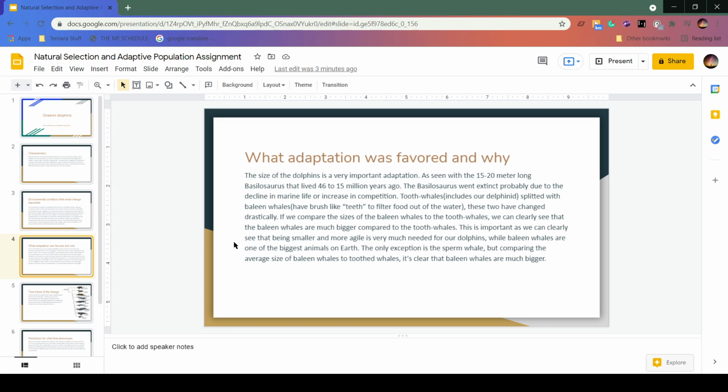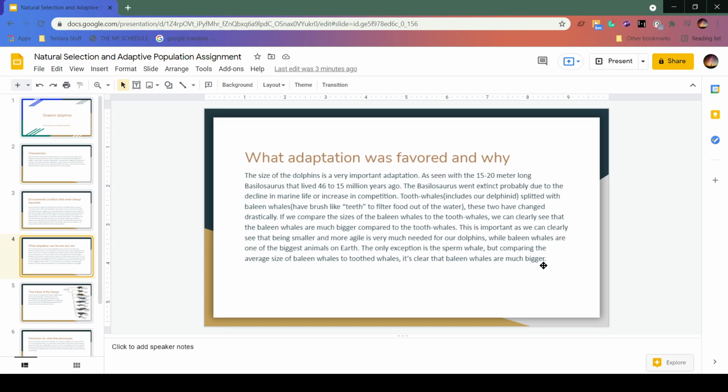This is important as we clearly see that dolphins are smaller and more agile, while baleen whales are among the largest animals on Earth. The only exception among toothed whales is the sperm whale, but comparing the average size of the baleen whales and toothed whales, it's clear that the baleen whale is much larger.